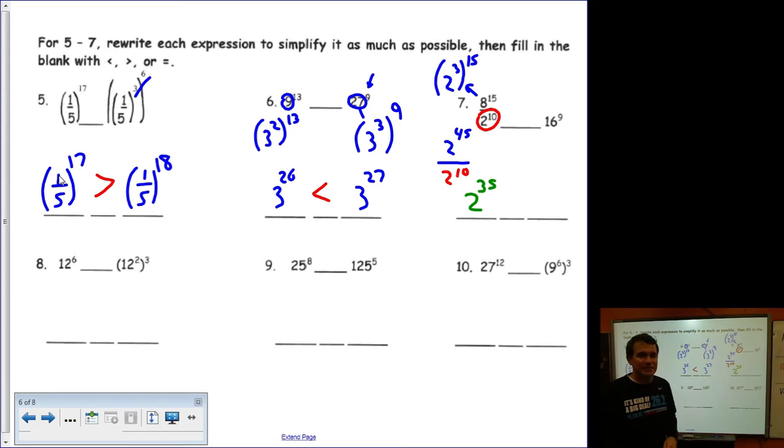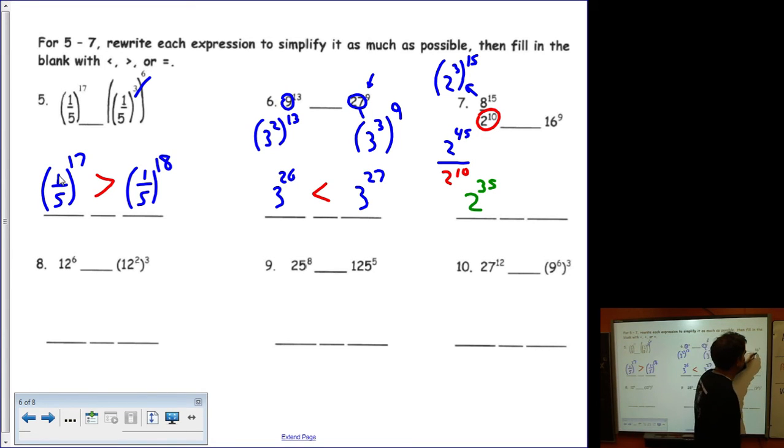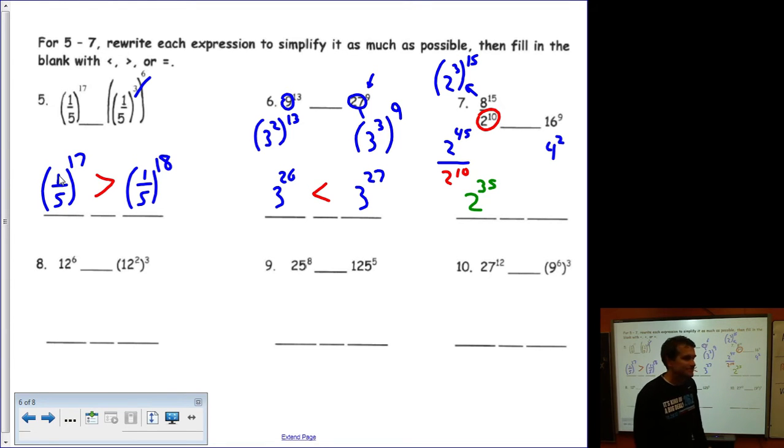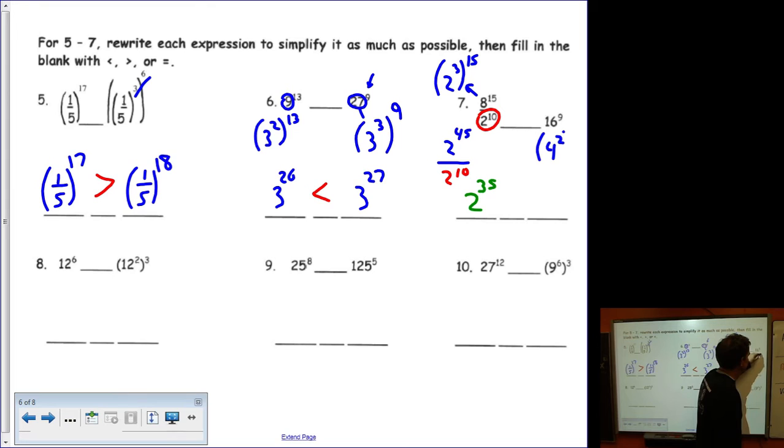Let's go to the right. 16 is a perfect square. So 16 can be rewritten as 4 squared. But the 16 was to the 9th power, so this would be 4 squared to the 9th power. And then when you use your power to a power rule, it would be 4 to the 18th.